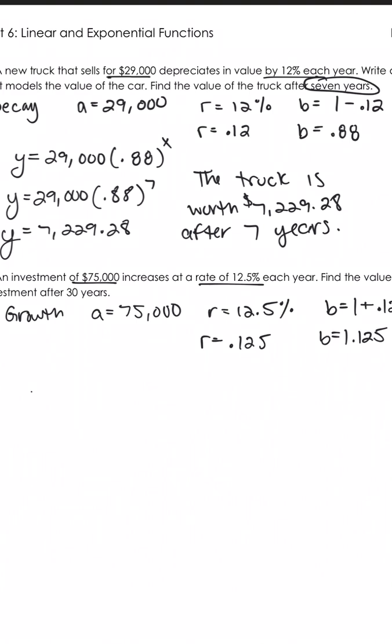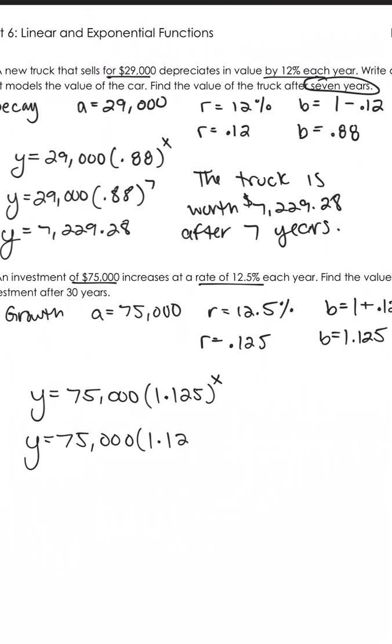To find the investment after 30 years, I'm going to put my equation together. So I have 75,000 times 1.125 to the x power. 30 years means my x value is 30. And the calculator says after 30 years, we will have a lot of money. This one is $2,568,247.87.